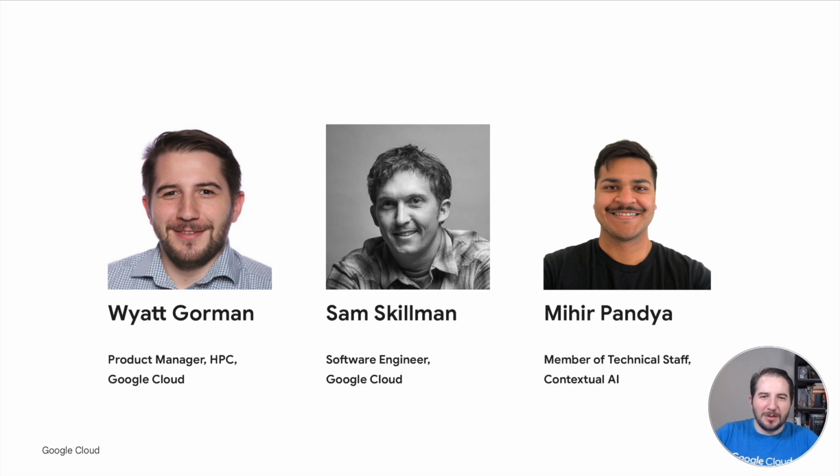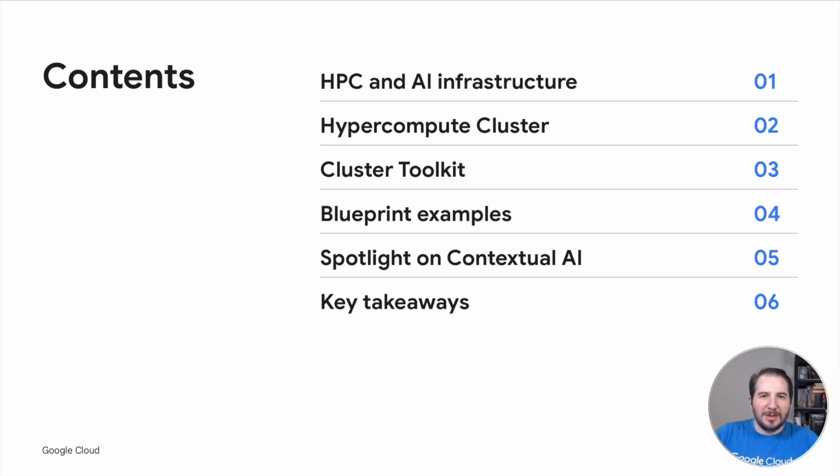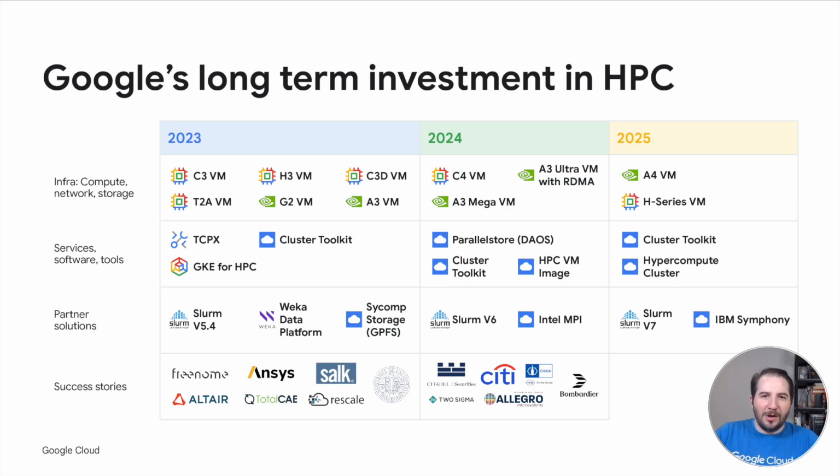And today I have with me Sam Skillman, one of our software engineers focused on HPC and AI, as well as Mahir Pandya, a technical staff member at Contextual AI. During this session, we'd like to discuss Google's HPC and AI infrastructure and our newest addition to our infrastructure, the Hypercompute Cluster. We'll then share a bit more about our Cluster Toolkit and some of the blueprint examples available for the toolkit before handing it over to Contextual AI for them to share how they're using Google Cloud to run their ML workloads. Let's start with the foundations of today's talk by covering the fundamentals of Google Cloud's HPC and AI infrastructure. Let's start by taking a look at our HPC roadmap.